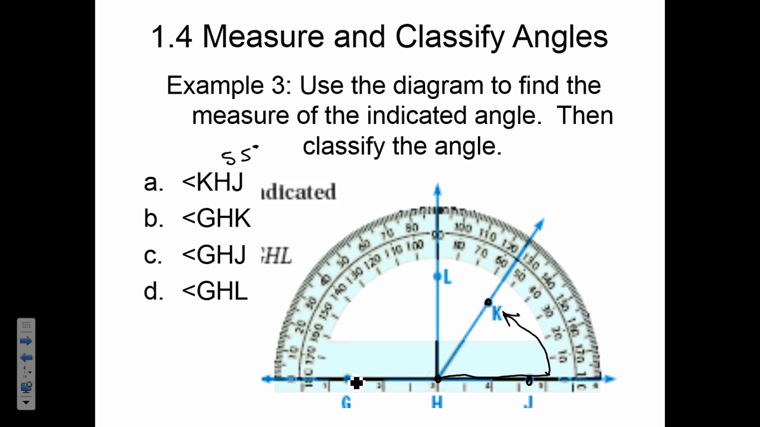GHK, here is G, here is H, here is K. Since I'm laying it on this side, I'm going to use these outside numbers to measure up and over. And this comes out to 10, 20, 30. It's right in the middle, so I would say that this is 125 degrees.